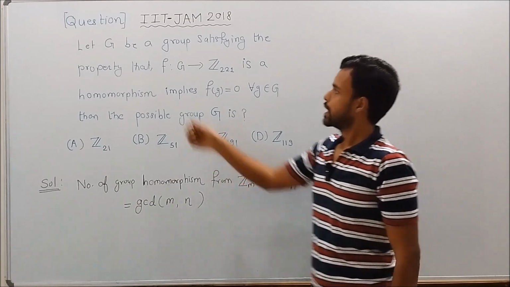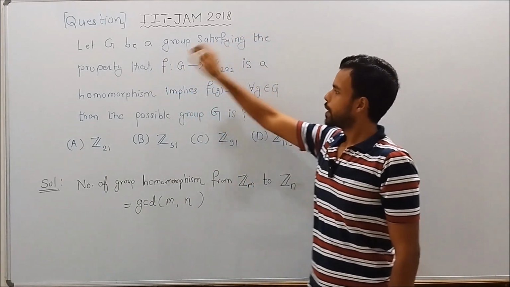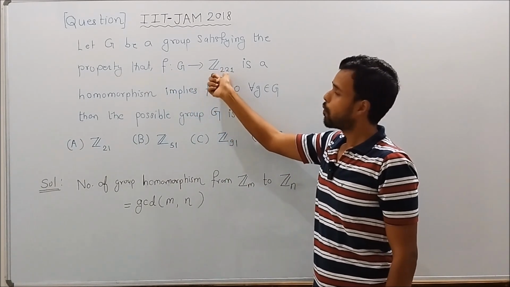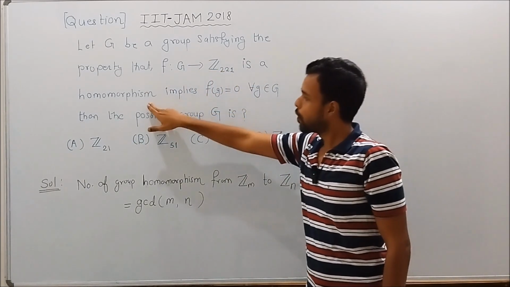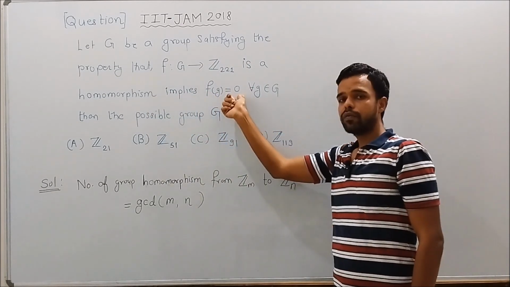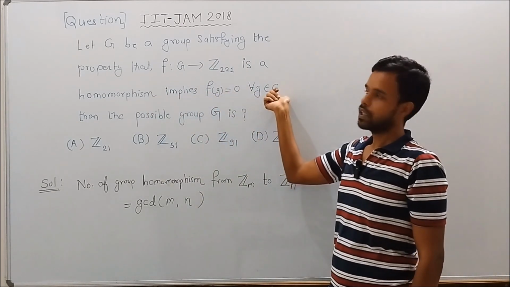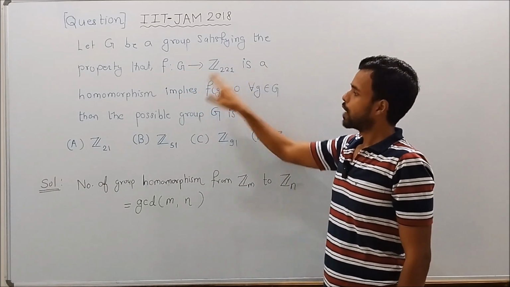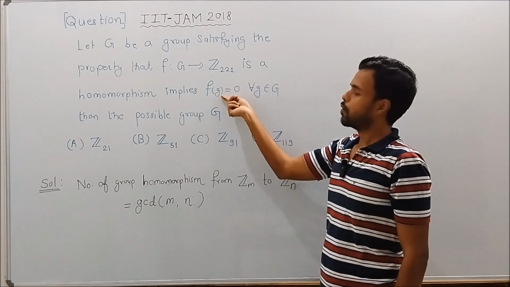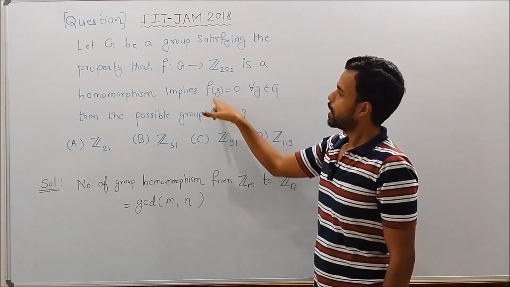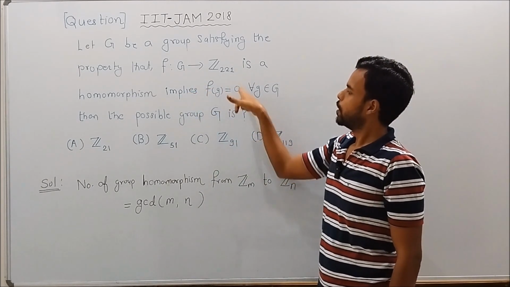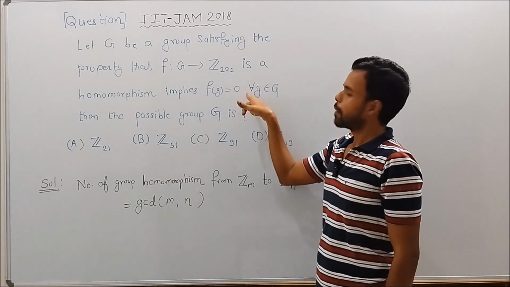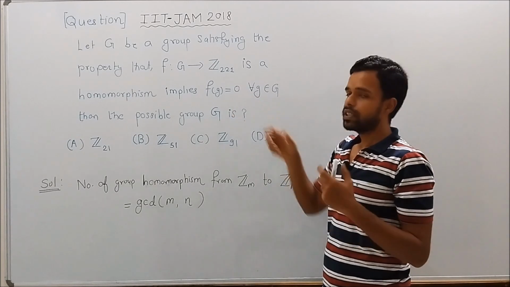The question is: let G be a group satisfying the property that if f from G to Z221, the cyclic group of order 221, is a homomorphism, then f of g equals 0 for every g belongs to G. That is, if there exists a homomorphism from G to Z221, then that homomorphism must be the trivial homomorphism. Since every element of G maps to 0, the identity element of Z221, such a mapping is called a trivial map. So what is given?